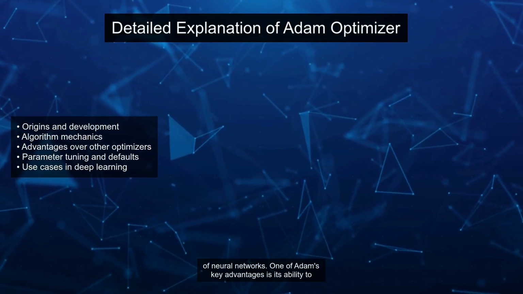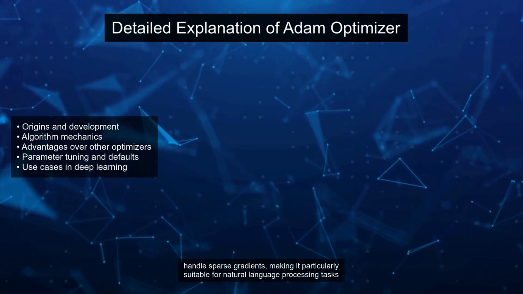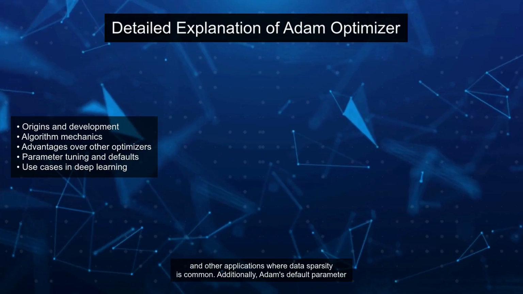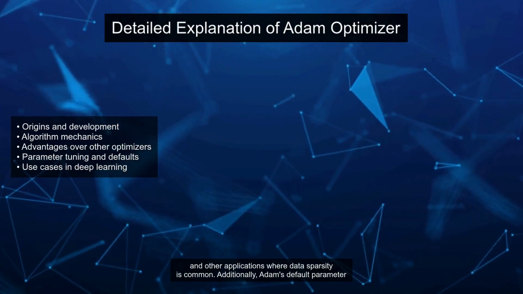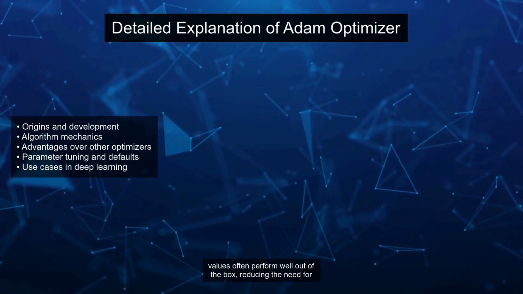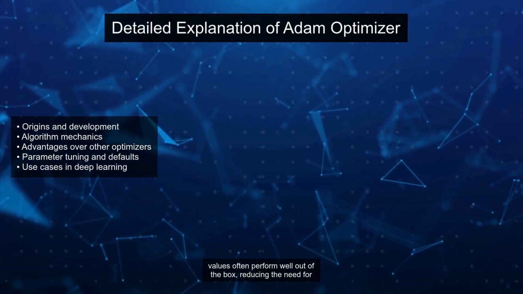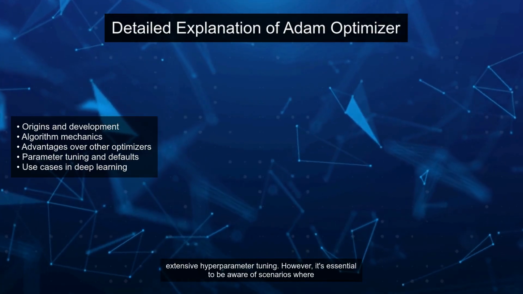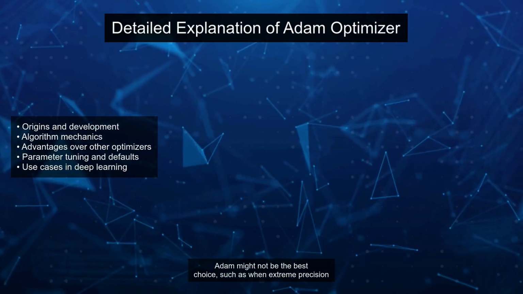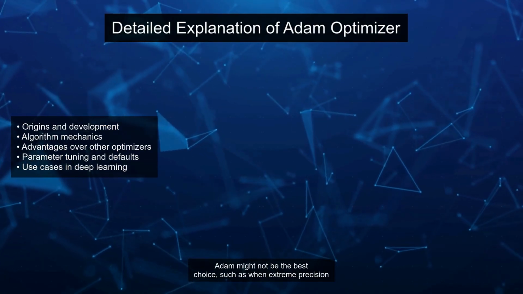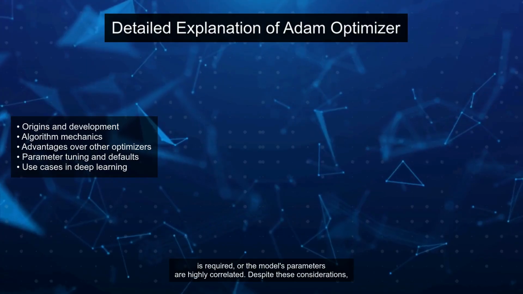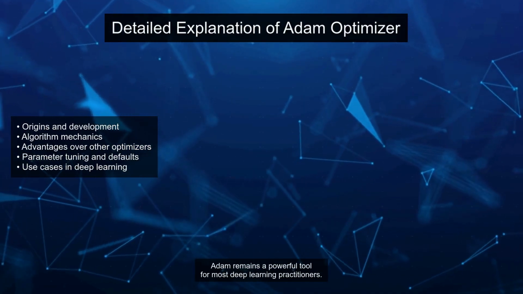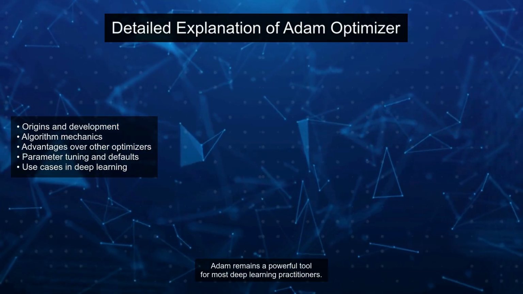One of Adam's key advantages is its ability to handle sparse gradients, making it particularly suitable for natural language processing tasks and other applications where data sparsity is common. Additionally, Adam's default parameter values often perform well out of the box, reducing the need for extensive hyperparameter tuning. However, it's essential to be aware of scenarios where Adam might not be the best choice, such as when extreme precision is required, or the model's parameters are highly correlated. Despite these considerations, Adam remains a powerful tool for most deep learning practitioners.